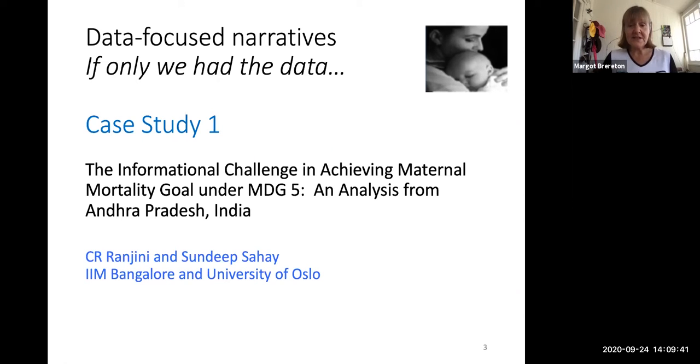And this was certainly the approach that was taken in the informational challenge to achieve maternal mortality under the Millennium Development Goals 5. And this analysis is from Andhra Pradesh in India. The analysis was done by C.R. Ranjini, who was a student of anthropologist Lucy Suchman, and Sandeep Sahay, and a collaboration between Bangalore and Oslo.